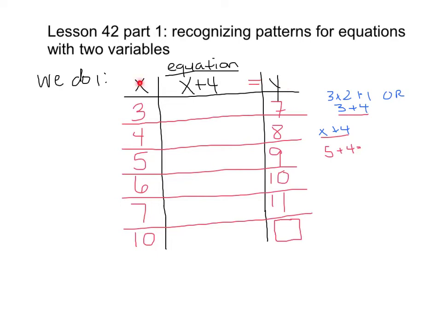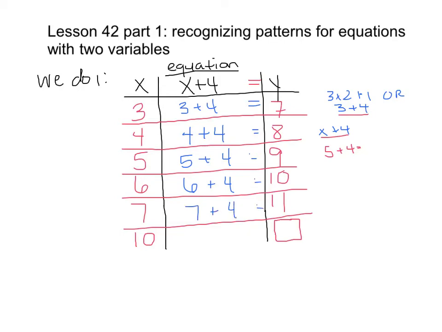In this case, x is 3. So I say 3 plus 4 equals 7. This row is 4 plus 4 equals 8, because in this case x equals 4, so we put 4 in place of x. Then we have 5 plus 4 equals 9. 6 plus 4 equals 10. 7 plus 4 equals 11.